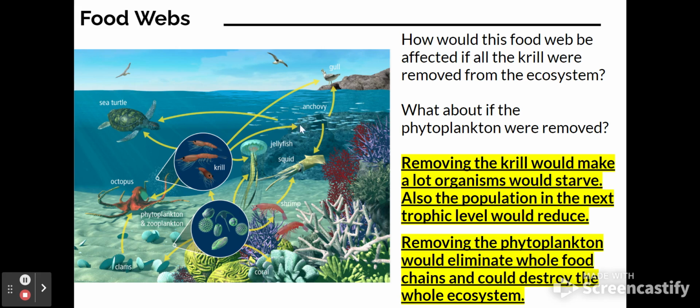The jellyfish feed on other organisms. The anchovy and the krill feed the sea turtle. So anyway, you get the point. Without the phytoplankton, everything else collapses, because we cannot feed any other organism.